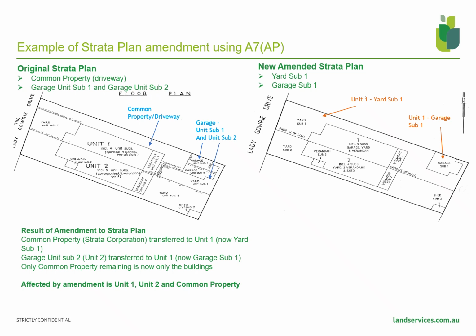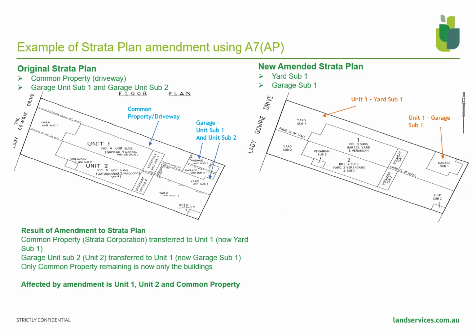As you can see, the plan on the right has now been changed and the unit holders have agreed to change the boundaries between themselves and also the common property area. The part of the common property shown in the plan on the left, being the driveway, is going to be transferred to Unit 1 so they can increase their yard sub 1. Also, the garage for Unit 2, shown on the plan on the left, is now also going to be transferred to Unit 1.